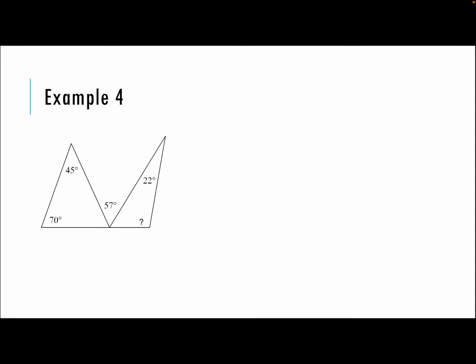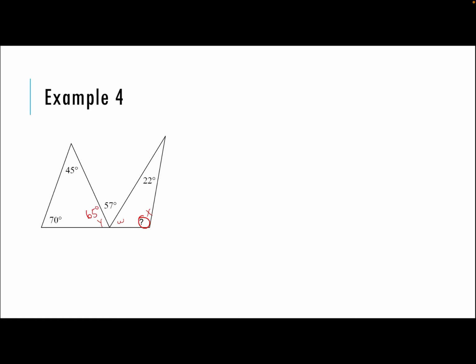In the fourth example, we're going to use the triangle sum theorem in conjunction with other stuff that we know to find this missing angle here. So we'll call this x. And so to find x, we first need to find, we'll call this angle y, and we'll call that angle w. So we know that angle y is whatever 180 minus 70 plus 45 is. So 70 plus 45 is 115, and 180 minus 115 is going to be 65 degrees. So angle y is 65 degrees.